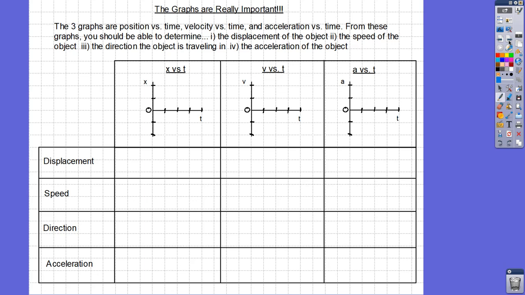So if we have something like this on the position versus time graph, let me put a scale on here. Let's say that's 2 and 4. All right, so displacement. How do you get displacement?